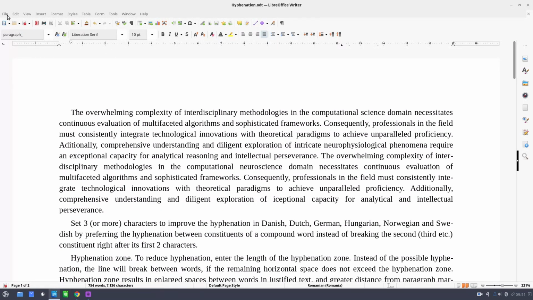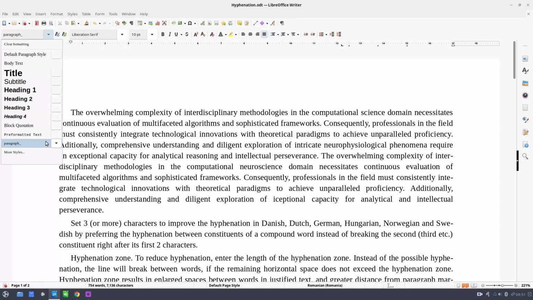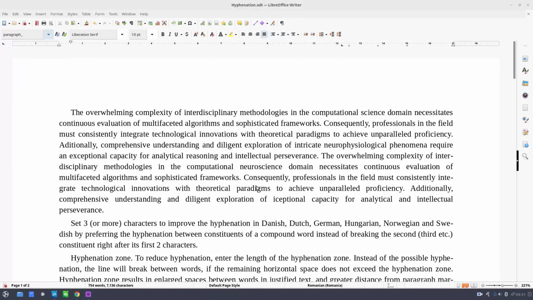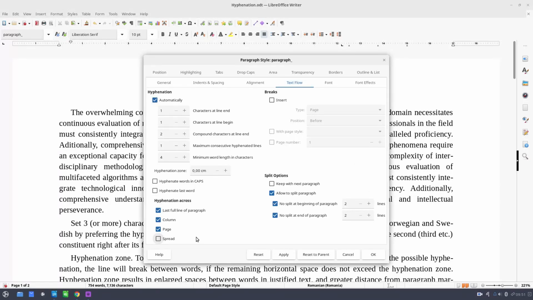So again, this was all about hyphenation. It's an improvement over the last version of LibreOffice. We have more options here. I hope this video was helpful. Play with them until you obtain a nice looking project for what you need.